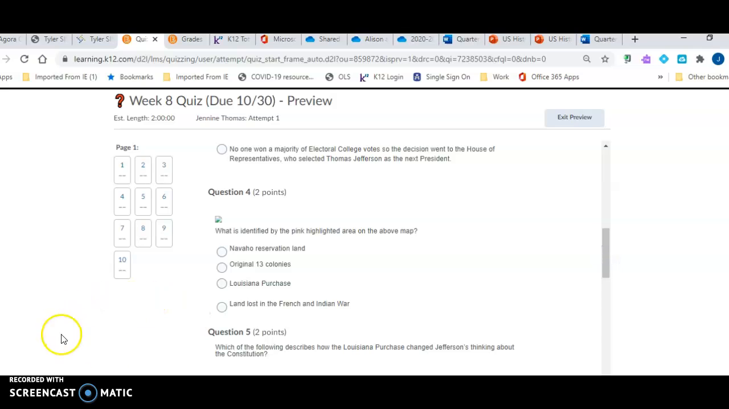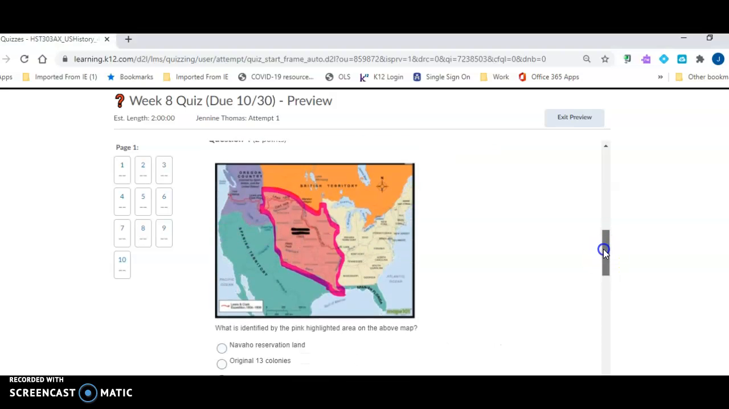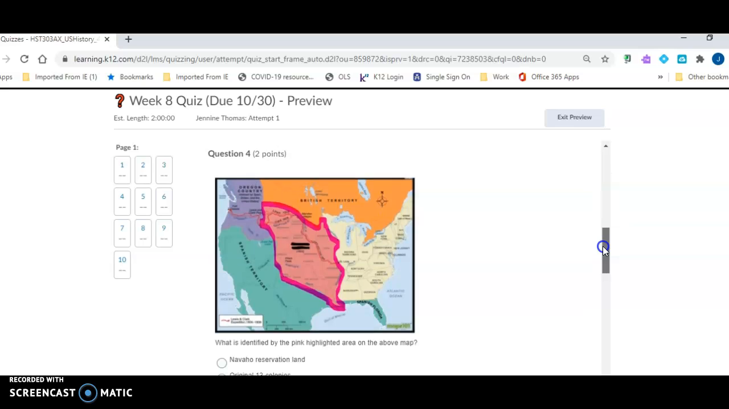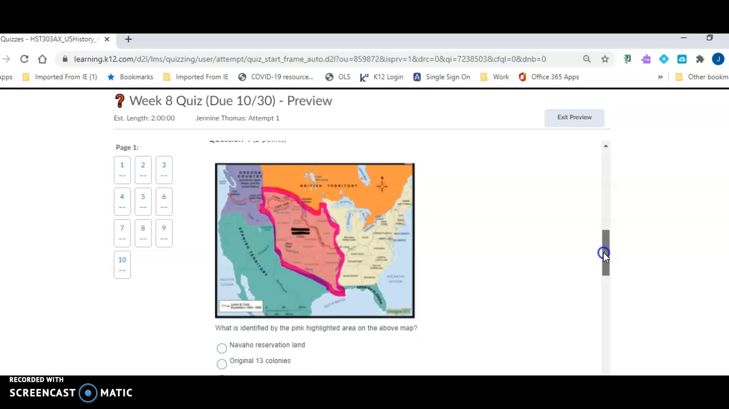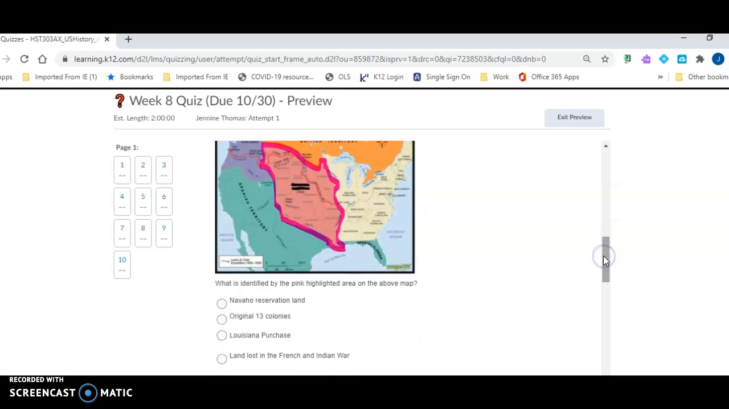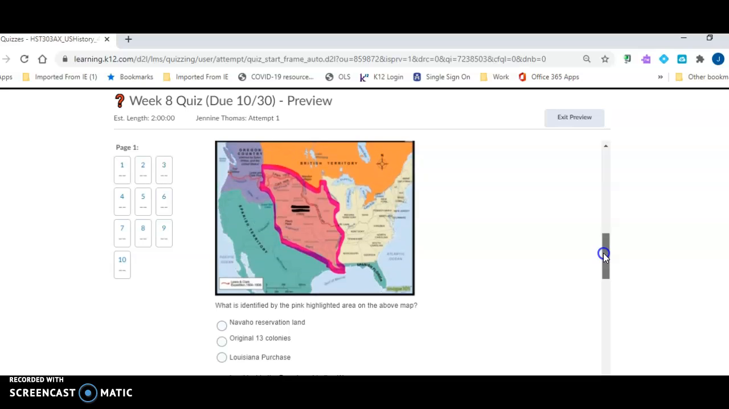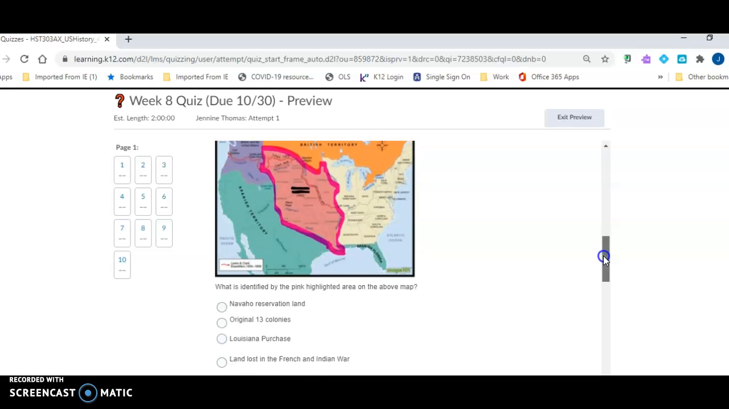Question number 4. What is identified by the pink highlighted area in the above map? Let me read number 4 again. Question number 4, what is identified by the pink highlighted area on the above map? Navajo reservation land, the original 13 colonies, the Louisiana Purchase, or the land lost in the French and Indian War.